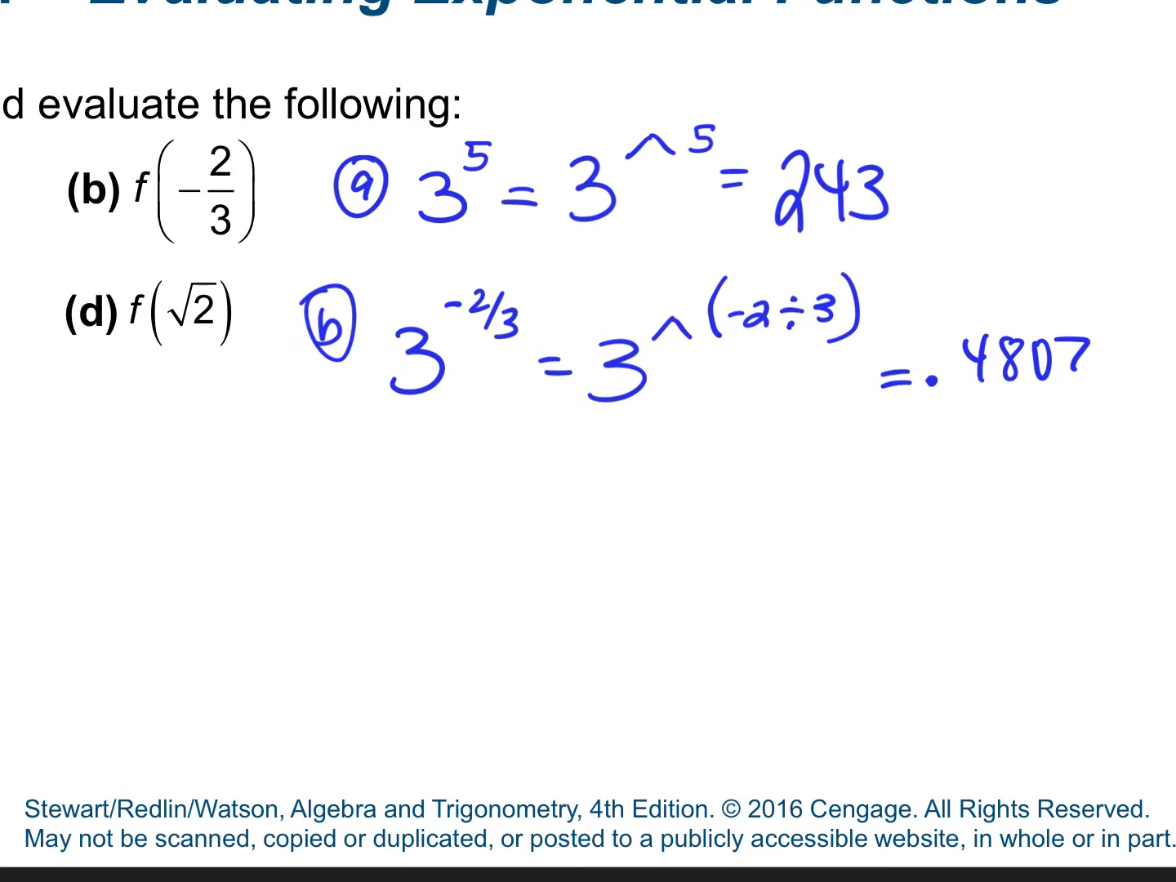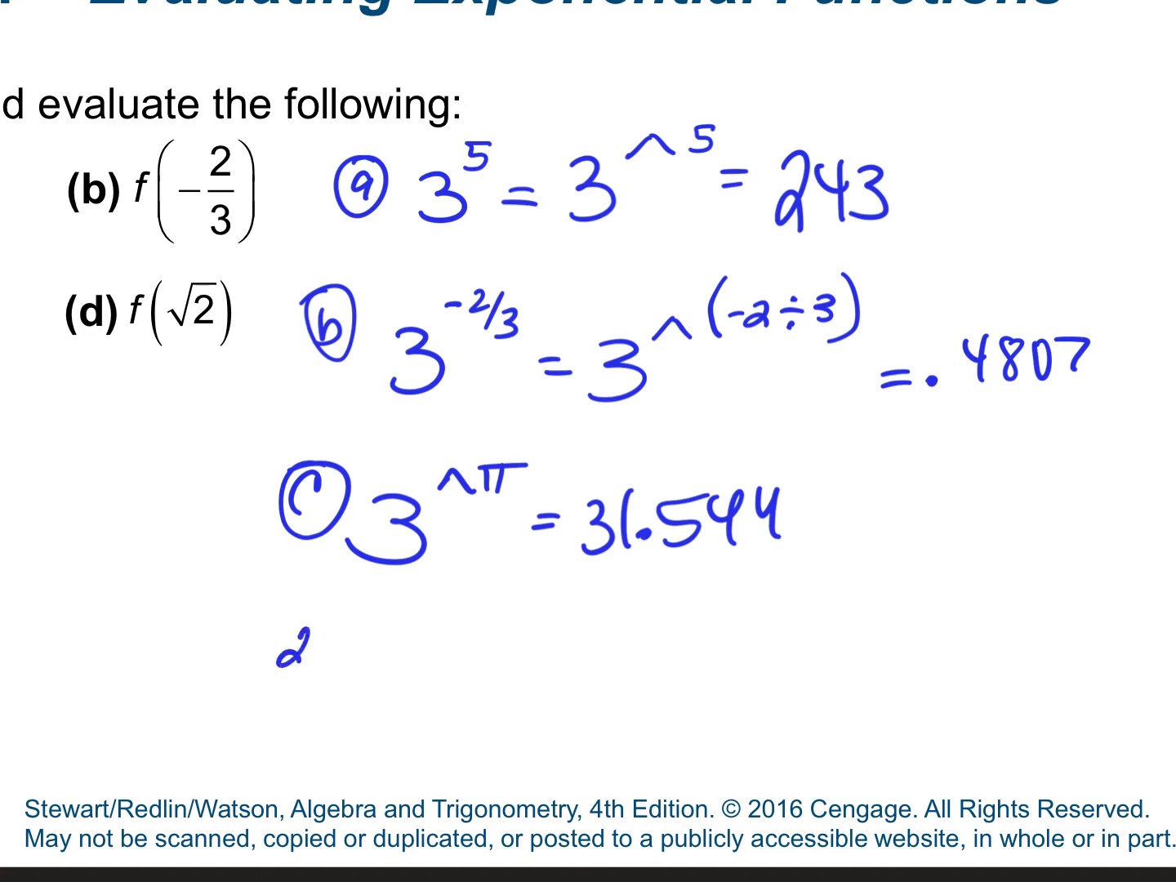So letter C, you're plugging in pi. So it's 3 to the pi power. What do you get when you take 3 and you raise it to pi? 31 point what? 5. 54428. 544. Okay. Anybody agree? Disagree?